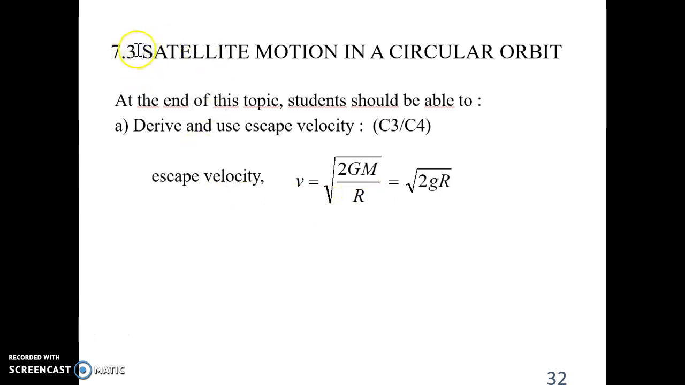It's from 7.3a. Everybody knows what velocity is, and this time we learn about escape velocity, the velocity needed to escape from a certain region. The symbol for escape velocity is VE, and its equation is the square root of 2GM over r, or the square root of 2gr.